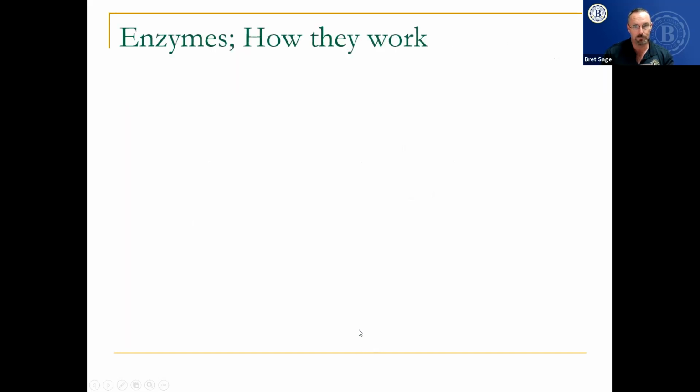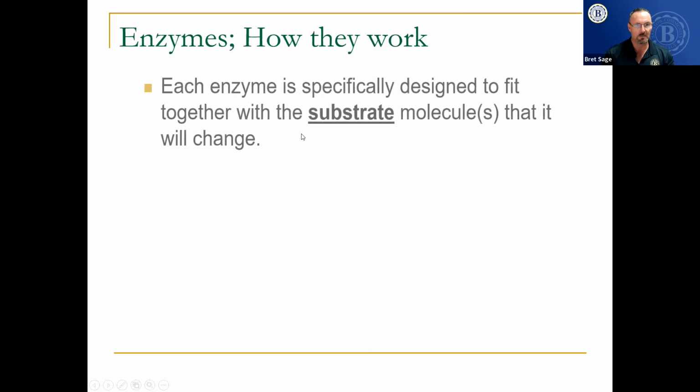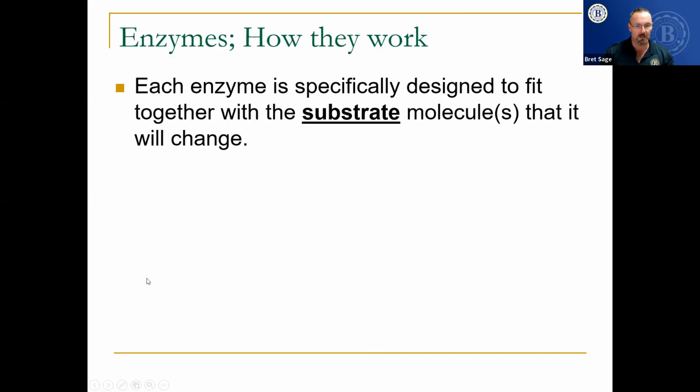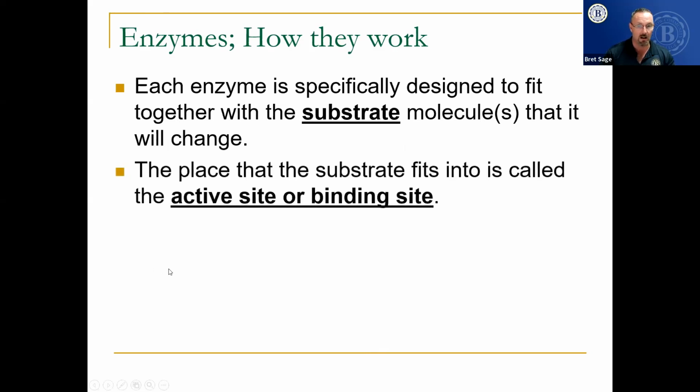Okay. How do enzymes work? Well, each enzyme is specifically designed to function with a molecule that is called a substrate. So the substrate is a molecule that's going to interact with the enzyme. The place that the substrate fits into on the enzyme is called the active site or binding site. That's the place where the substrate is going to bind.